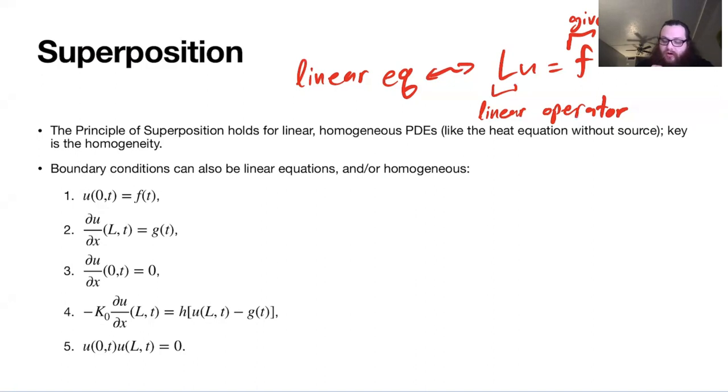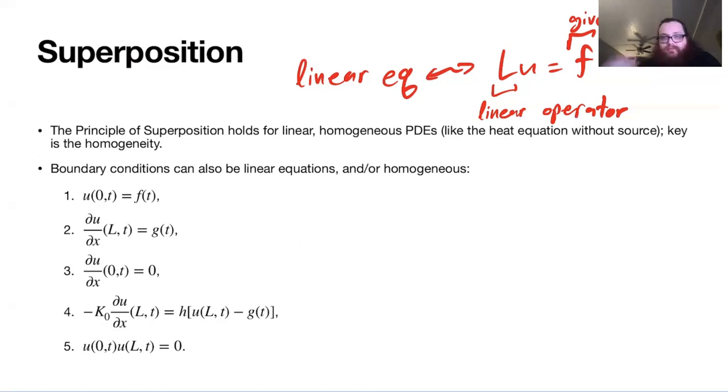We can also use this language for boundary conditions. Boundary conditions can be linear, they can be homogeneous, they can be one or the other, or they can be neither. Although I should comment that generally if we say something is homogeneous, it means it's linear and also homogeneous. So if we have a nonlinear thing, we don't necessarily speak of it as being homogeneous.